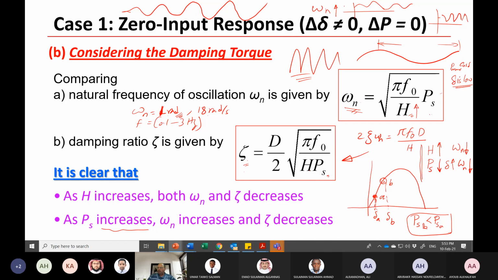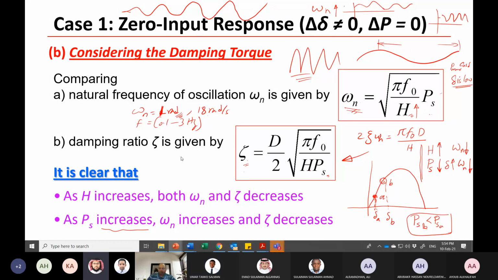How much omega n, it doesn't reflect the stability in any way. Is it clear? Yes, yes, doctor. Thank you. Okay. We have another question, Hussein Ali.